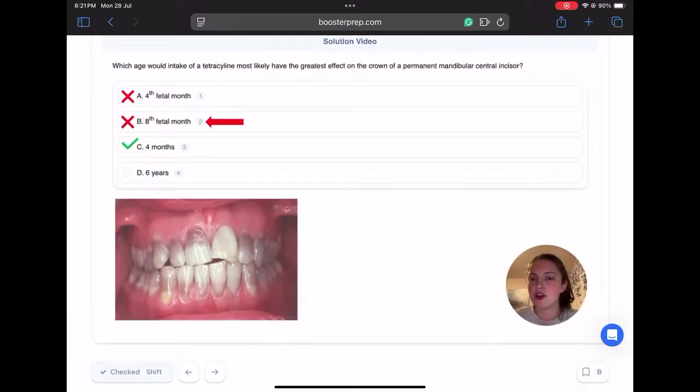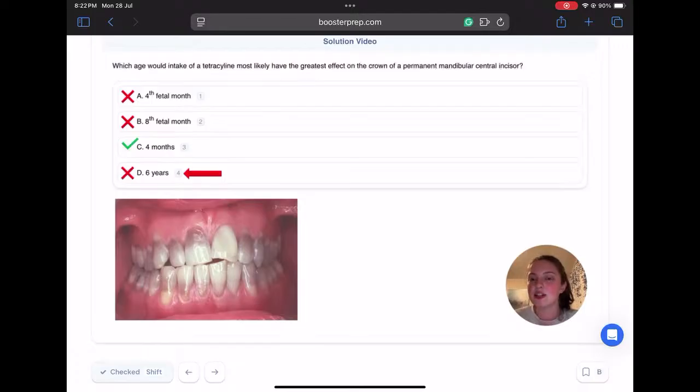Kind of the same thing for this 8th fetal month. Around the 8th fetal month, the calcification process is still occurring in all of the primary teeth, and the formation is actually not completed until after the baby is born. A pregnant woman taking tetracycline at this point could still cause discoloration in any of these teeth, but this again would not cause any effect on the permanent mandibular central incisor because it has not begun to calcify yet. Because of this, this answer choice is also incorrect.